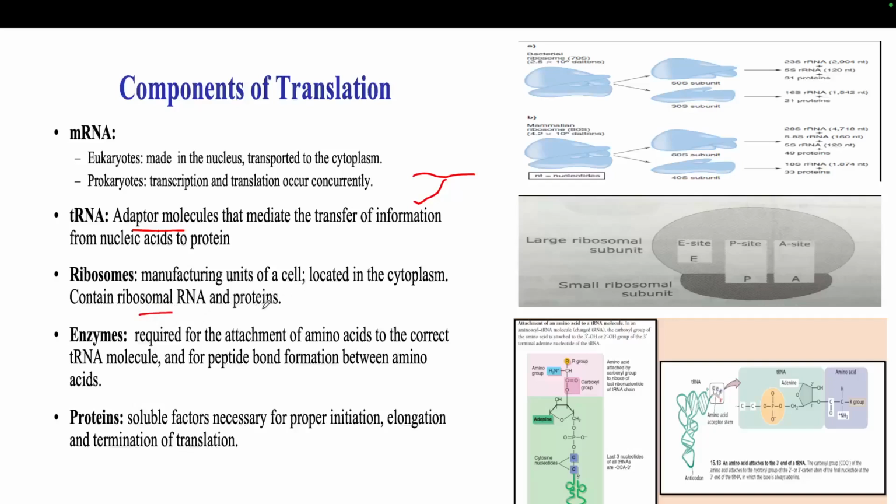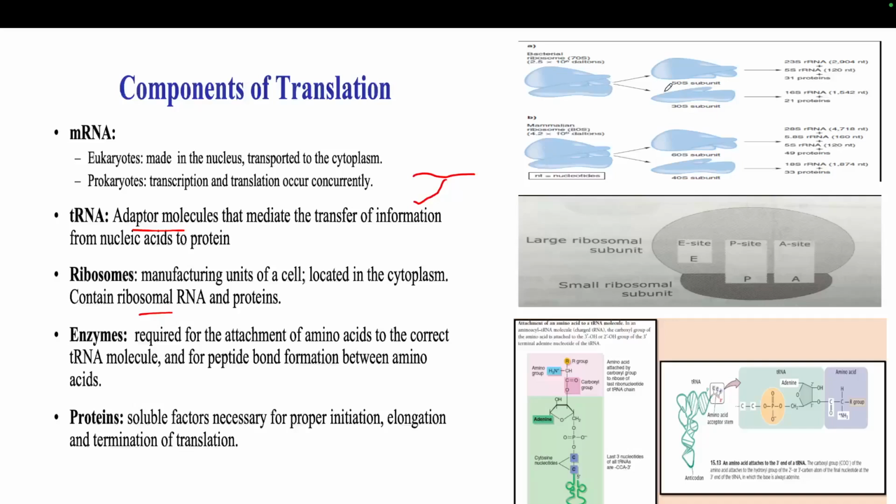Okay, and it is located in the cytoplasm. When this mRNA is transferred into the cytoplasm, the ribosome, through its subunits, will bind to the mRNA at a particular site, and then protein synthesis will occur. Here you can see the bacterial ribosome and the mammalian ribosome.